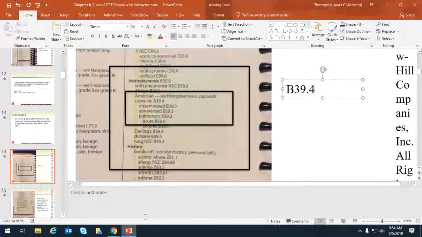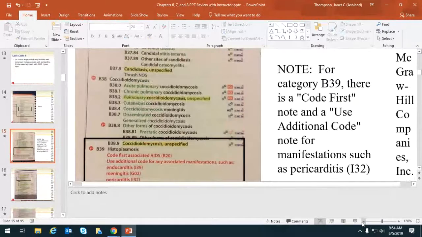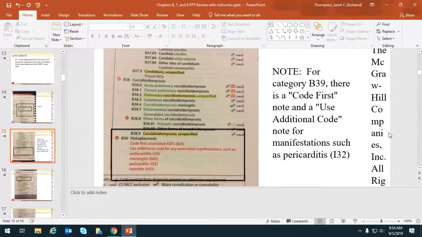All right, when we go to B39.4, there is a code first note and a use additional code note for manifestations. So this is important because when I went to the index for pericarditis, I did not find what I needed to show that it was from the histoplasmosis. The pericarditis is a manifestation of that. I didn't find it in the index. I did find it, however, in the notes for the code category. So when we go to B39, we have notes to code first associated AIDS, so B20, and then use additional code for associated manifestations, such as endocarditis, meningitis, pericarditis, which is inflammation surrounding the heart, and retinitis.